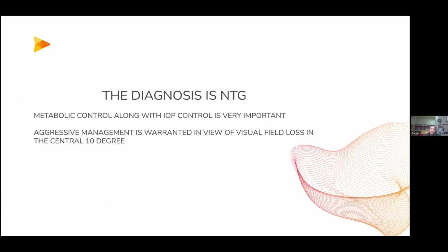So the diagnosis is normal tension glaucoma in this patient. I've stressed more on metabolic control because with anti-glaucoma medication, it is not easy to bring pressures really down in normal tension glaucoma patients, because the pressure is already on the lower side. So metabolic control is very important. You have to look at the weight, the diabetes, the hypertension, the serum lipids. You have to get the metabolic control in place and try to reduce the pressures also. This is how to manage normal tension glaucoma.